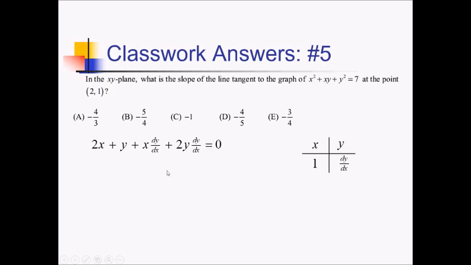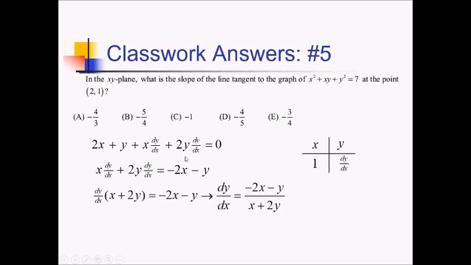All right, let's keep the stuff with dy over dx on the left side, and move everything else over to the right side. So on the left side, I've got x dy over dx, 2y dy over dx. And moving stuff to the right side, I'm going to have this stuff equaling negative 2x minus y. Now I can factor out a dy over dx on the left side, leaving me with x plus 2y. Dividing by x plus 2y, I have negative 2x minus y over x plus 2y on the right side.